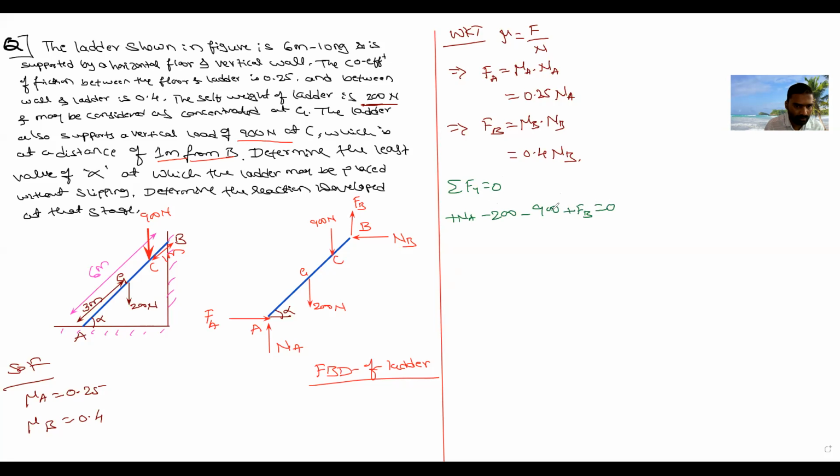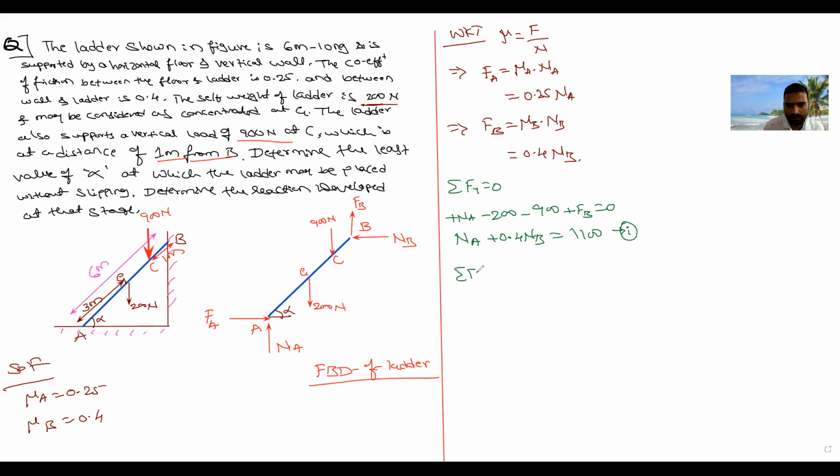Okay. So here I will write all the things in terms of Na and Nb. Na as it is, and Fb is equal to 0.4 Nb, so plus 0.4 Nb is equal to 1100. I will take this as equation number 1. Is it correct? Yes sir.